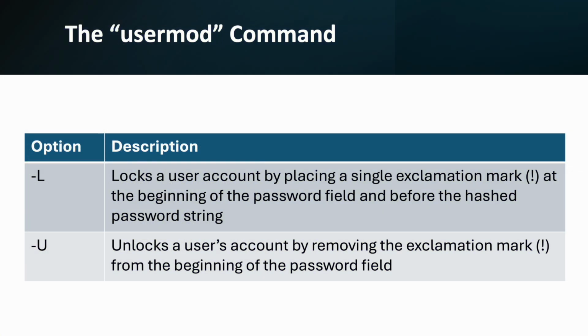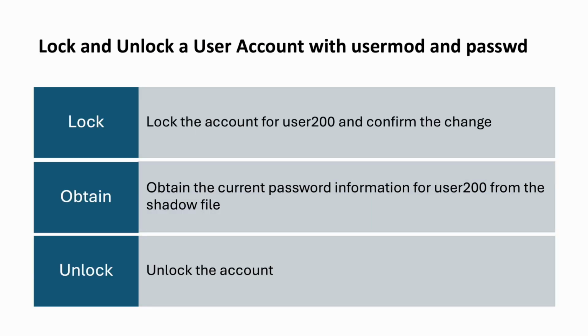The next command is usermod. It stands for user modify. The common use of this command is to modify a user attribute. However, it can also lock or unlock a user account. We use hyphen capital L to lock an account and hyphen capital U to unlock. When we use hyphen capital L to lock an account, we can see an exclamation mark in the /etc/shadow file of the user in place of the password field.